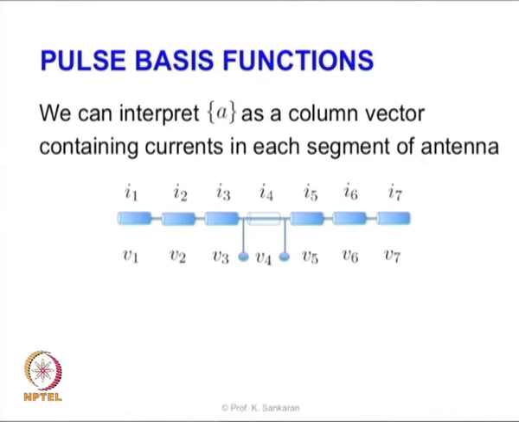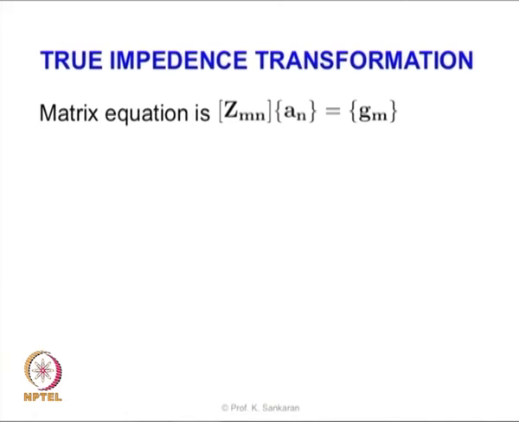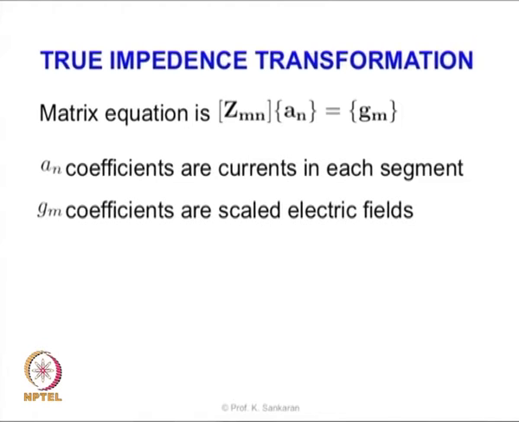We can interpret the value of A, which is the vector we are interested in finding, as the column vector containing the current in each of the line segments of that antenna, the current induced on those line segments. So Z of mn will be the impedance matrix, A of n will be the current induced in those individual elements, and G of m is the known incident field value.